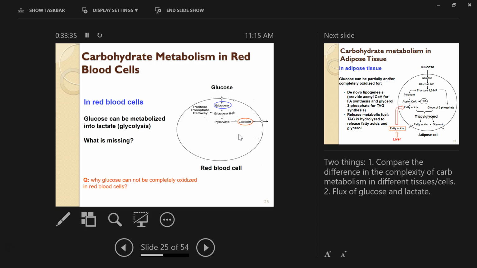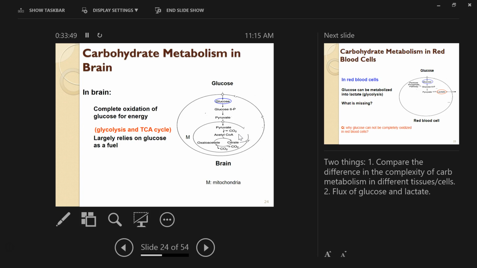So the final product of glycolysis in brain cells and red blood cells is different, right? Brain cells, you can oxidize. I can go back to the brain cell. It can oxidize glucose through glycolysis to generate pyruvate, and pyruvate can enter the TCA cycle and enter the mitochondria, to be completely oxidized, right? So the product of glycolysis in brain cells is pyruvate, right?